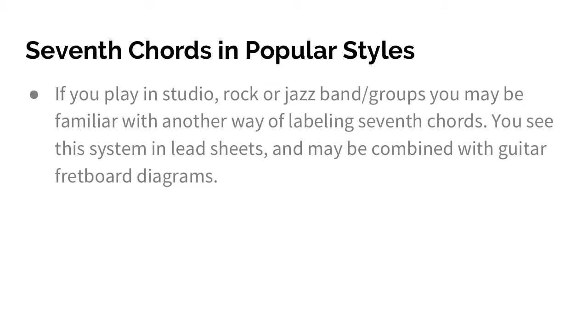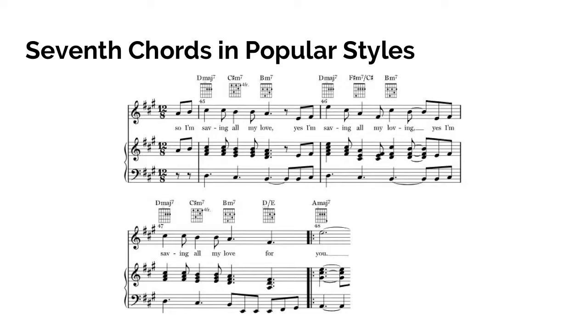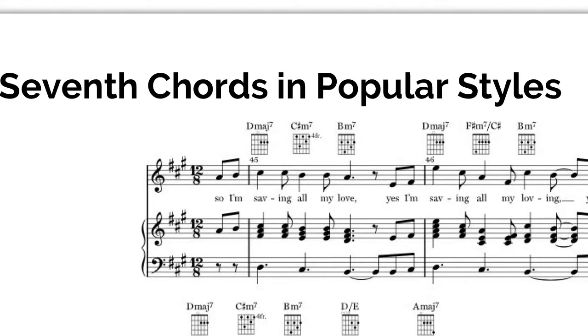So, seventh chords in popular styles. If you play studio rock or jazz band, you may be familiar with another way of labeling seventh chords. You see this system in lead sheets, maybe combined with guitar fretboard diagrams. So here you see the fretboard diagrams along with the seventh chord symbols: G sharp minor, B minor 7, D major 7, F sharp minor, or C sharp, etc.